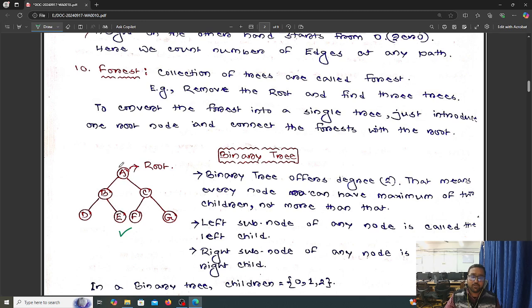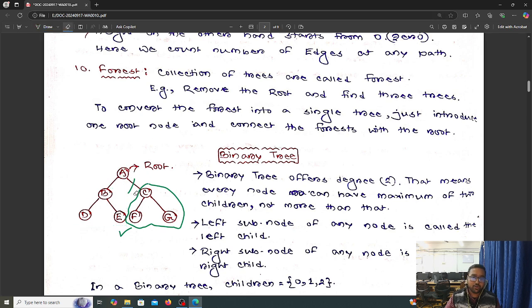Now what if we just remove A and also these edges? Then this B becomes one tree. Also for C, this becomes another tree. But they are not the same tree, right? So these two together can make a forest.